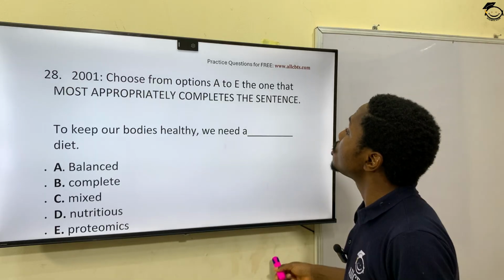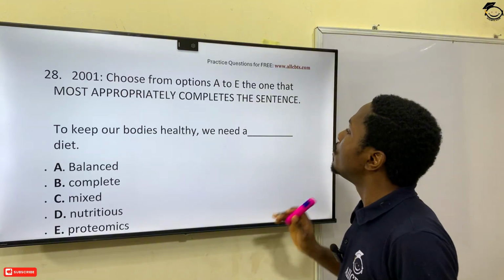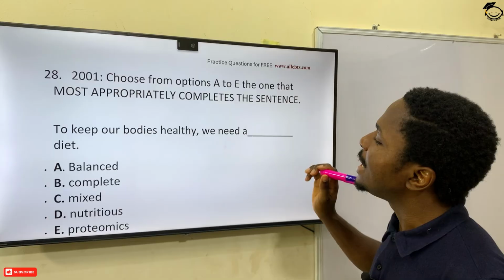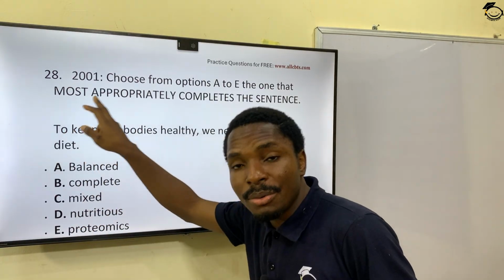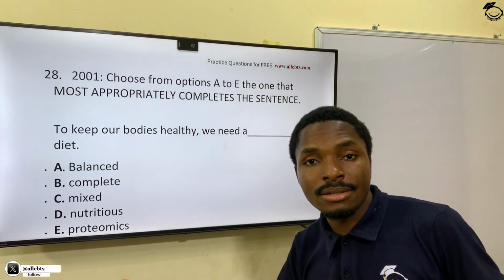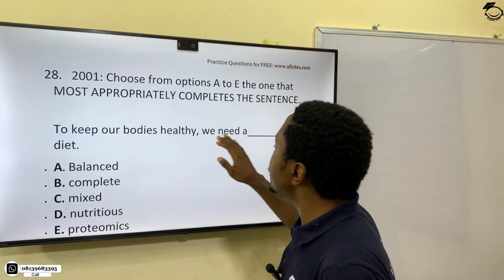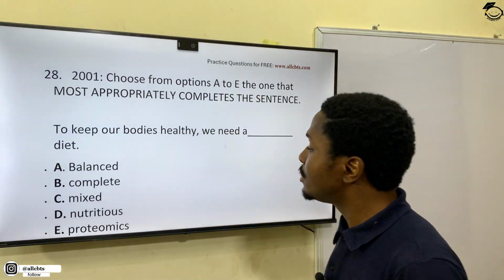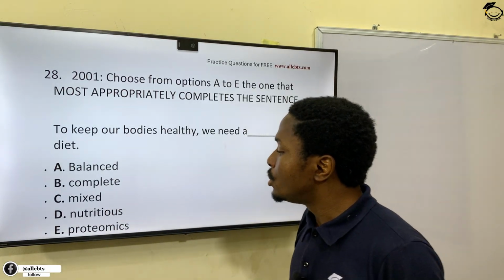2001. Choose from options A to E, the one that most appropriately completes the sentence. To keep our bodies healthy, we need a dash diet. So which of these words most appropriately? Note that some can complete, but we need the one that will do it the best, because there are more than two. So to keep our bodies healthy, we need is it balanced diet, complete diet, mixed diet, nutritious diet, proto-mixed diet.